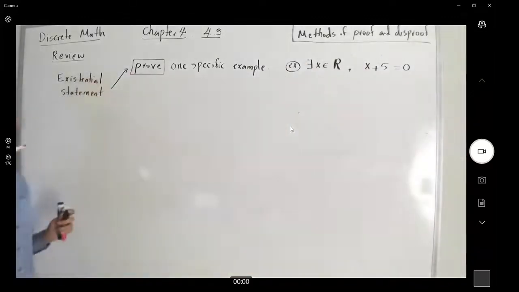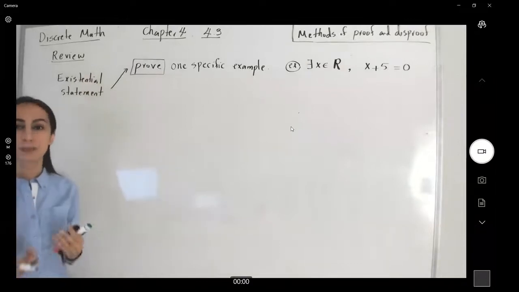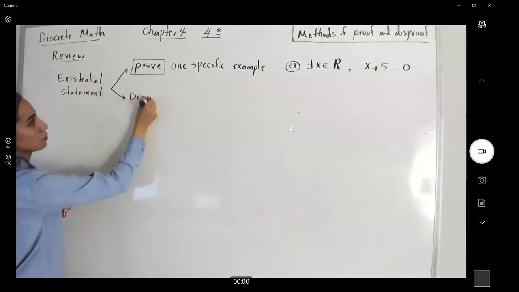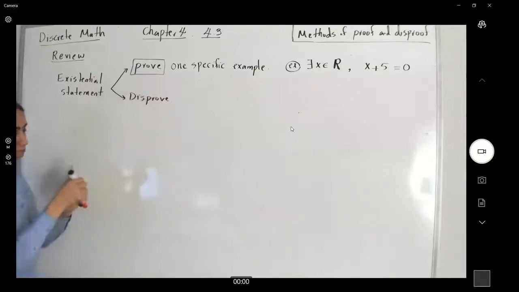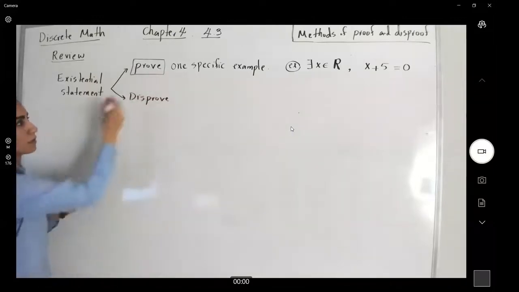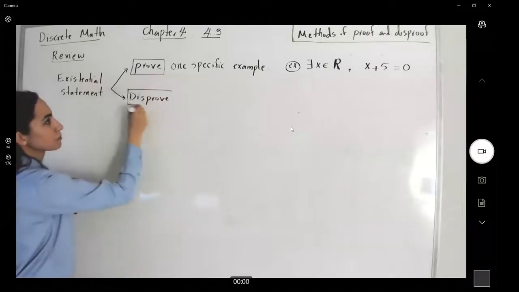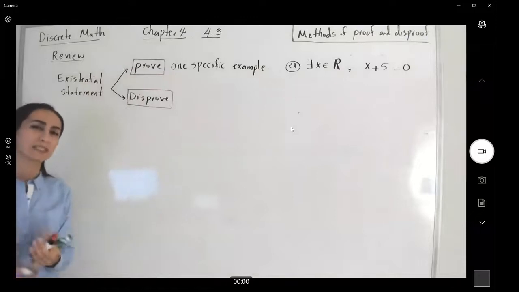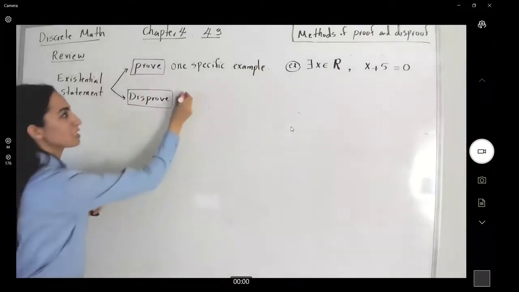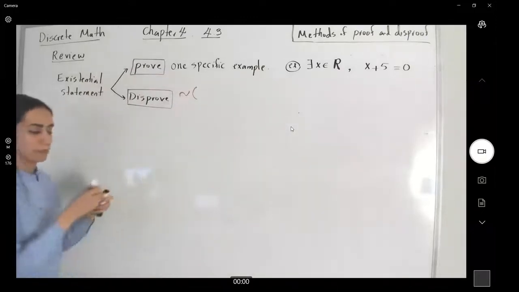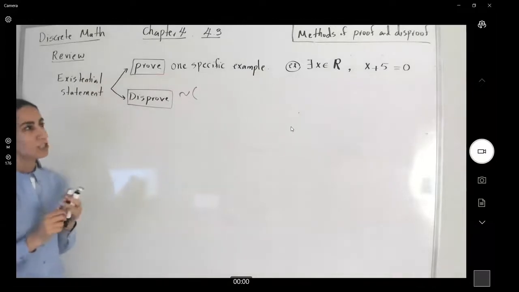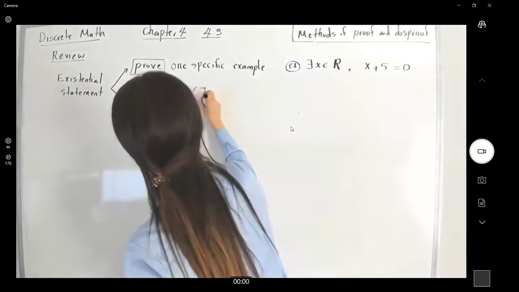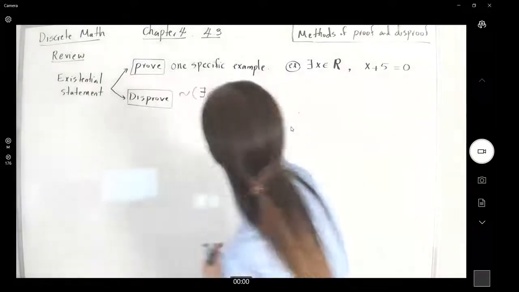If the existential statement is about disproving that statement, well, it means that we are dealing with the negation of an existential statement. In chapter 3, we learned about this. The negation of an existential statement.